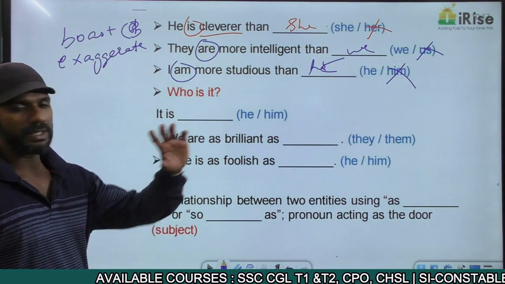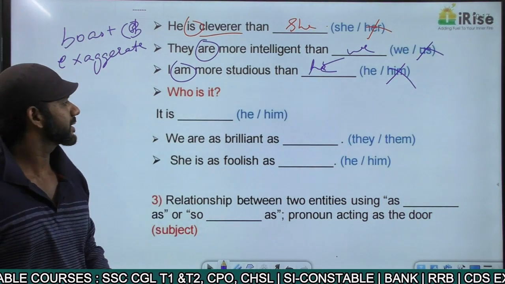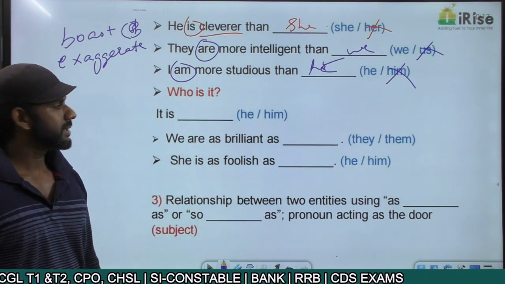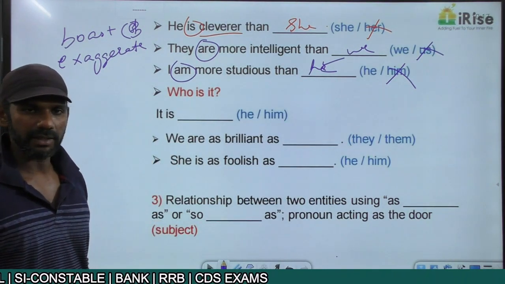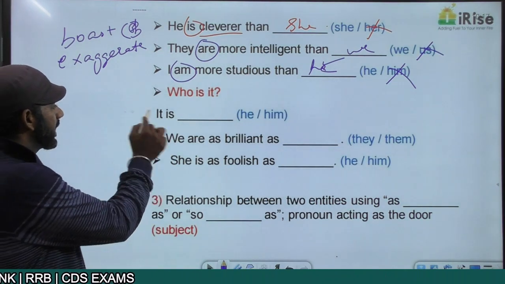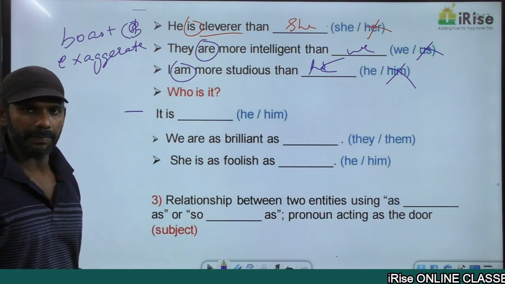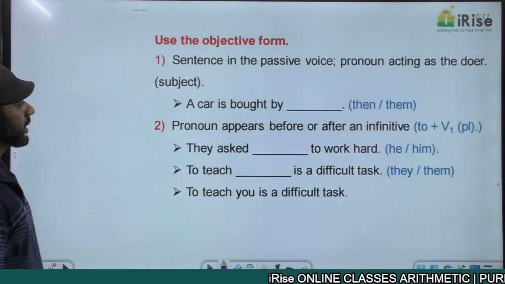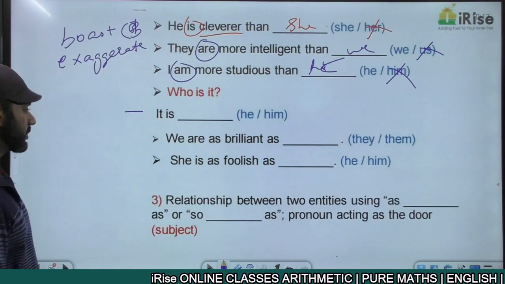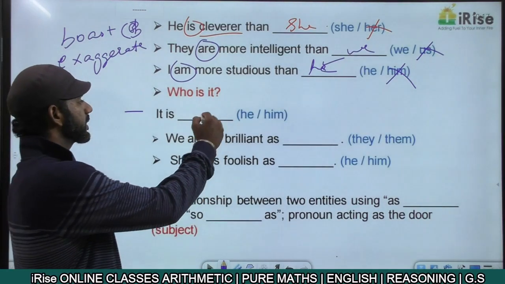So I am more serious and he is kind of boasting. Come to the next one, the statement: "Who is it?" This is a question and the answer is "It is dash." Options are he, him. Now I guess you go for him, but I say the answer is he.